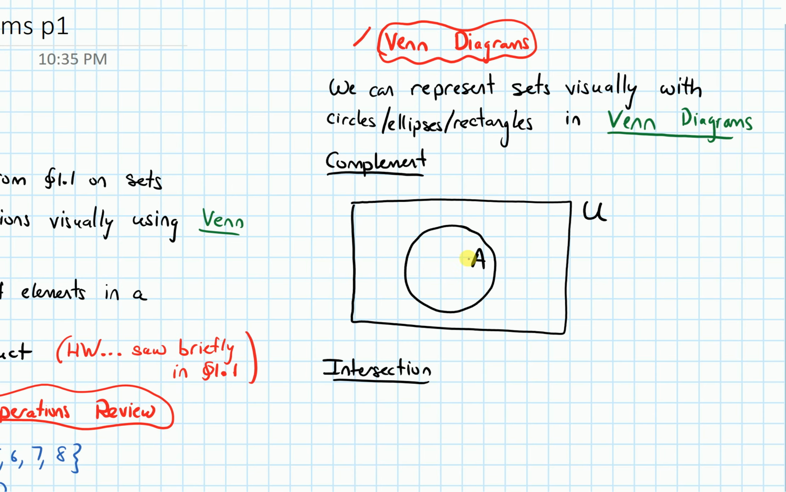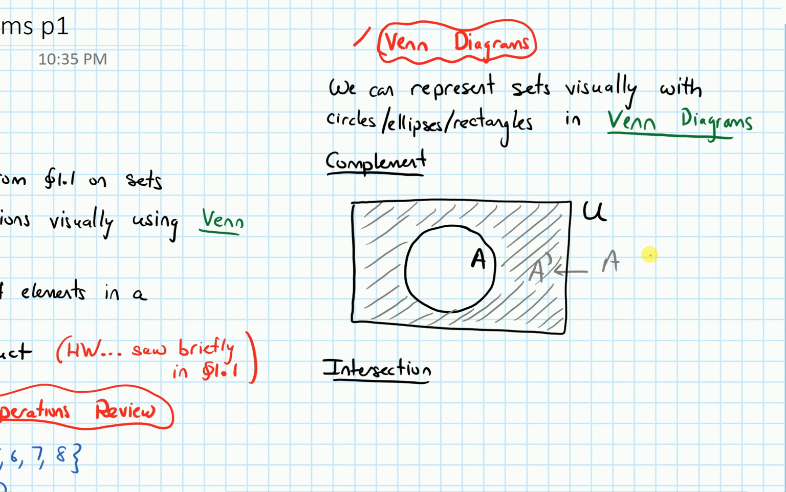So the complement is the stuff that is not in A, but that's still within the universal set U. So that would be out here, the stuff that's outside of the circle, but within the universal set, and I'm going to shade it in. So shading in the complement, we would shade all this stuff in. So A complement is the shaded region outside A, because it's the stuff that is not in A.